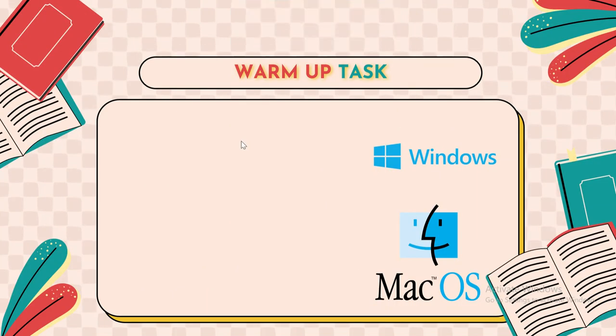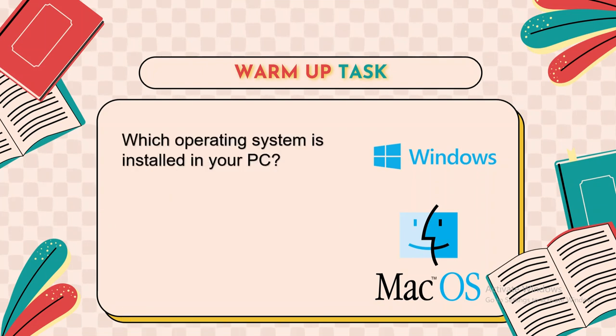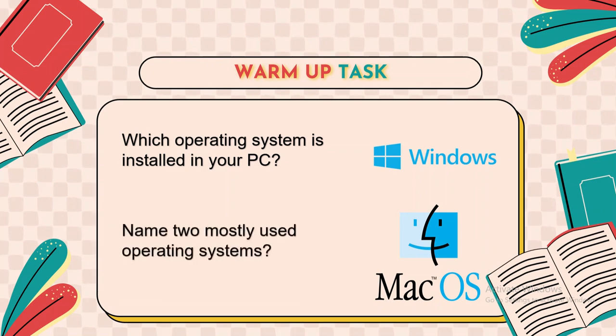Here is the warm-up task. So just pause the video and answer the given question. The first question is, which operating system is installed in your PC? So in terms of my PC, it is Windows 10. Name 2 mostly used operating systems. So discuss with your classmates and name them. The correct answers are Windows and Mac operating systems.